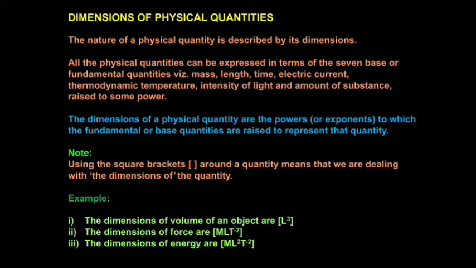As well as, you know what is meant by derived quantity. It is the quantity which can be derived from fundamental quantities. Already you also know that totally 7 fundamental quantities are there. See the screen. The nature of the physical quantity is described by its dimension. The nature of the physical quantity is described by its dimension.